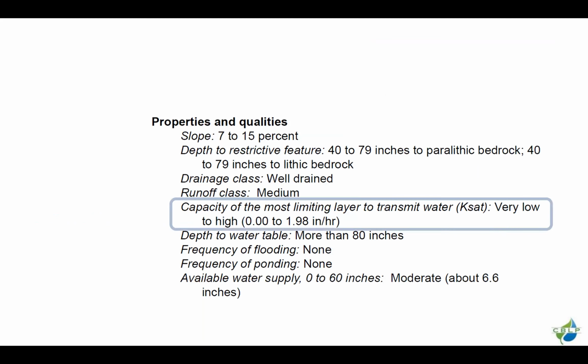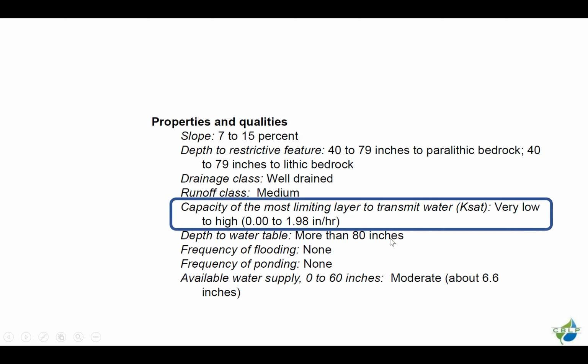All right. If you remember, we looked at this from Web Soil Survey, the KSAT, the saturated hydraulic conductivity. In this case, it's not giving us a clear signal. Very low to high. And even high is just about 2 inches per hour, right?